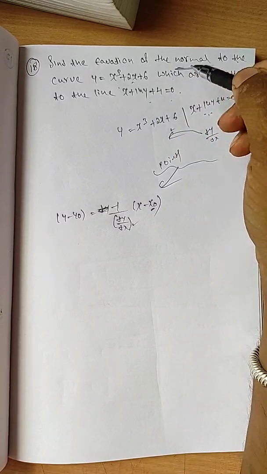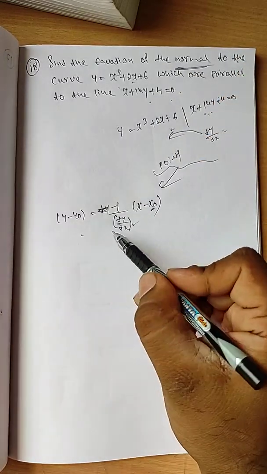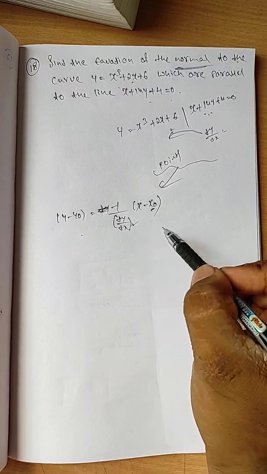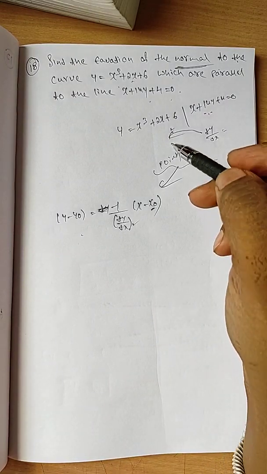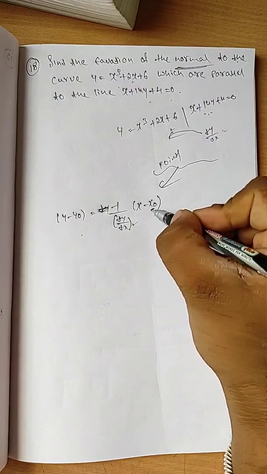To find the equation of a normal, this is the formula: y minus y naught is equal to minus 1 by dy by dx into x minus x naught. This is the formula to find the equation of a normal. So now to find the equation of a normal, we need a point and a slope.